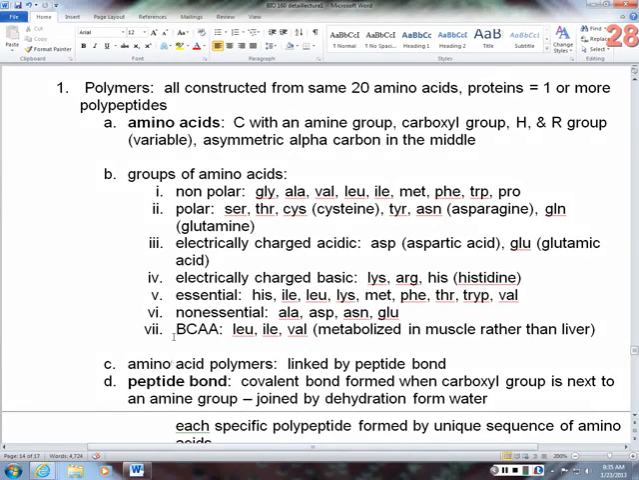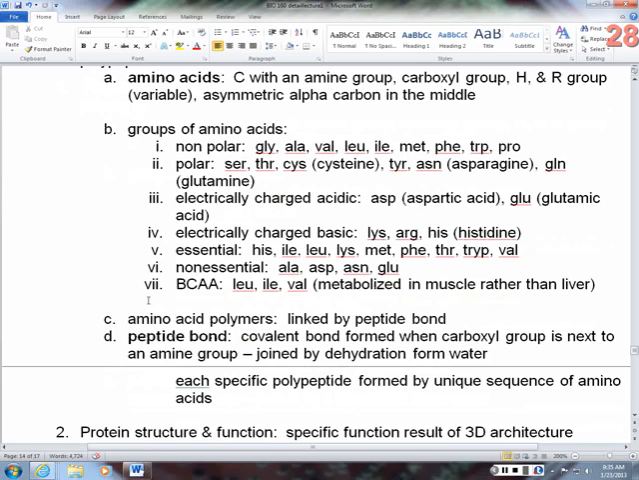And then a lot of times you'll hear bodybuilders or people that work out a lot talking about the branch chain amino acids, the BCAA. These are ones that are metabolized in the muscle rather than the liver. And so somebody who is doing a lot of exercise, trying to build more muscle, when they're stimulating muscle growth, would want to have more of these amino acids available.